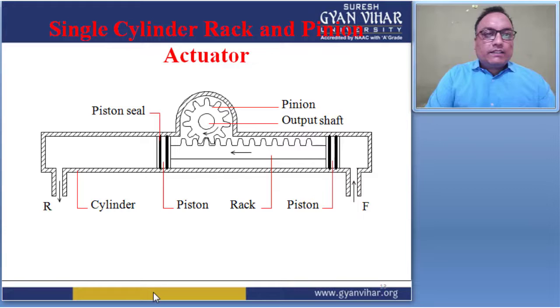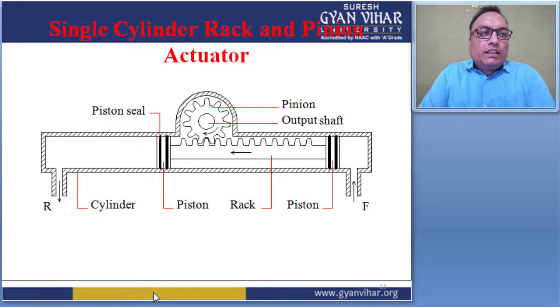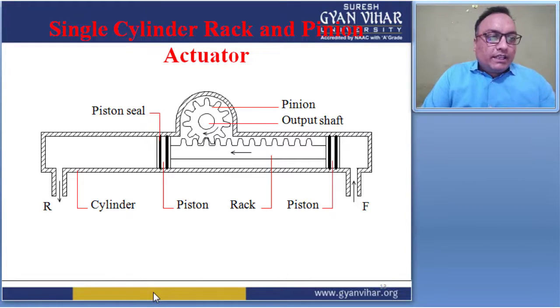Here is a case of a single cylinder rack and pinion arrangement, and this is one type of single cylinder rack and pinion actuator. This actuator provides two pistons. This is the left piston and this is the right piston. In between the left and right piston is the free space, which is connected to one pinion, and this provides the rotational movement.